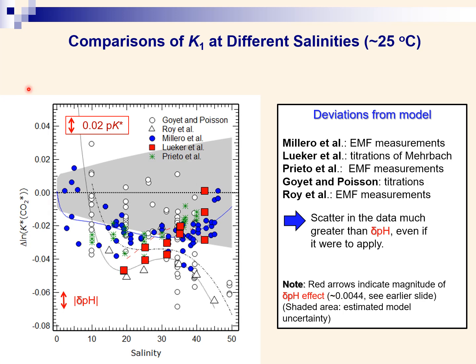Now finally, we have added as the open symbols, circles and triangles here, the results and the fitting equations of Goyer and Poisson and of Roy et al. And they're both rather more scattered and I would say discordant with the other data. Our overall conclusion is simply that the scatter in the data, even for those data sets that would generally be considered reliable in quotes, is larger than the possible pH inconsistency, delta pH, down here.